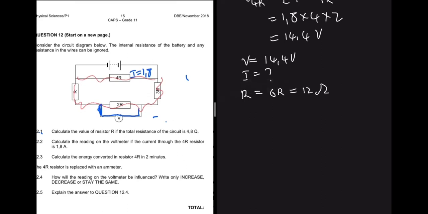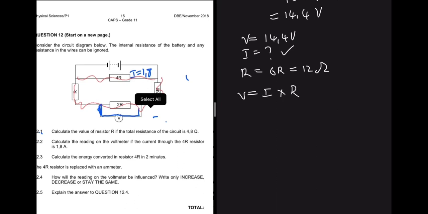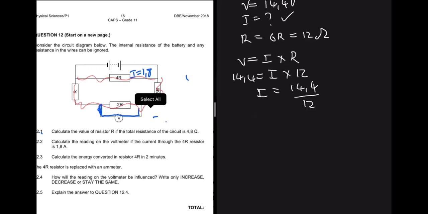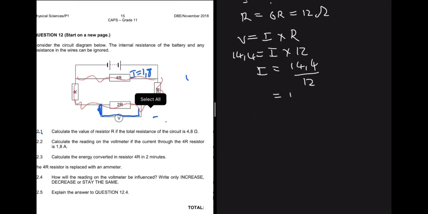From this, we can calculate the current on this line. If we calculate the current on this line, it will be easy to determine the reading of the voltmeter. So let's go ahead and do that. We're going to have V equals I multiplied by R. So 14.4 equals I multiplied by 12. So we have I equals 14.4 divided by 12. That equals 1.2, right?